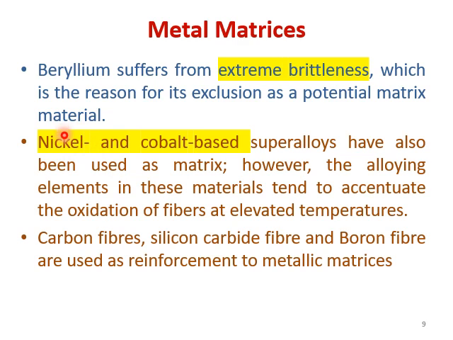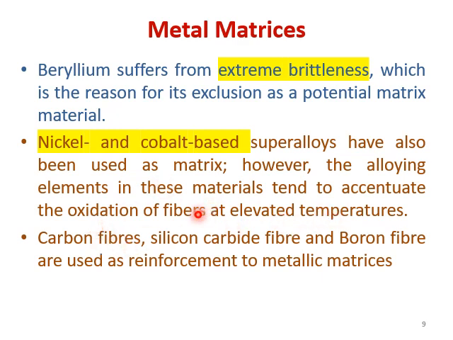Then there are superalloys like nickel and cobalt based superalloys, which are also used as matrix. Again, the problem with this is that they have a tendency towards oxidation of the fibers, right? So these superalloys are usually used in applications such as jet engines. So what are jet engines? You can go to Google and see. It is a very interesting application. So nickel and cobalt based superalloys have also been used as matrix. However, the alloying elements in these materials tend to accentuate the oxidation of fibers at elevated temperatures.